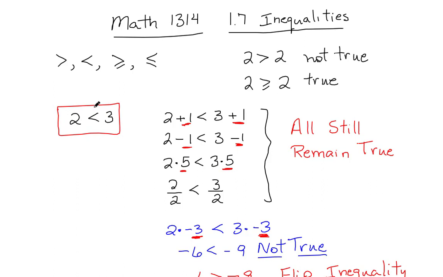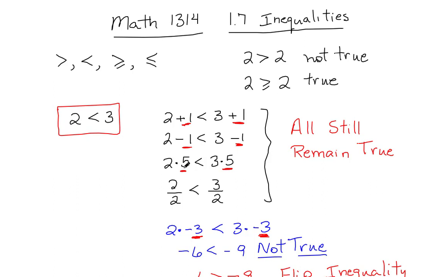Now, what happens if we add, subtract, multiply, or divide both sides by something? Does this inequality remain true? Let's see, 2 plus 1, 3 plus 1. Well, that's a 3 and a 4. 3 is still less than 4. If I subtract 1, 2 minus 1 is 1. 3 minus 1 is 2. 1 is still less than 2.